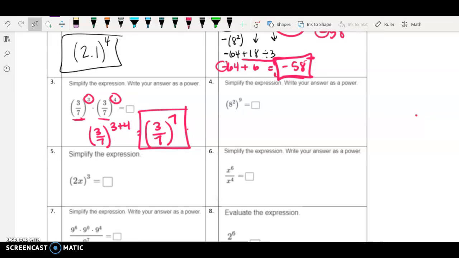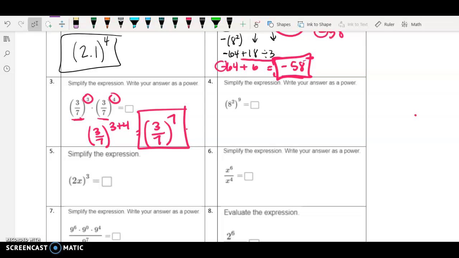All right. For number 4, it says simplify the expression, write your answer as a power. And so now whenever we have an exponent to an exponent, we multiply our exponents. So we have 8 to the, and I just wrote up what that number was, 2 times 9. So this gives us 8 to the 18th power.